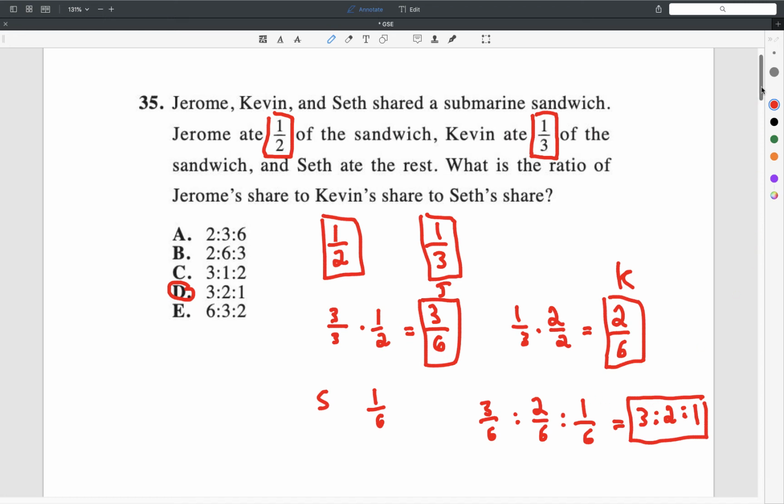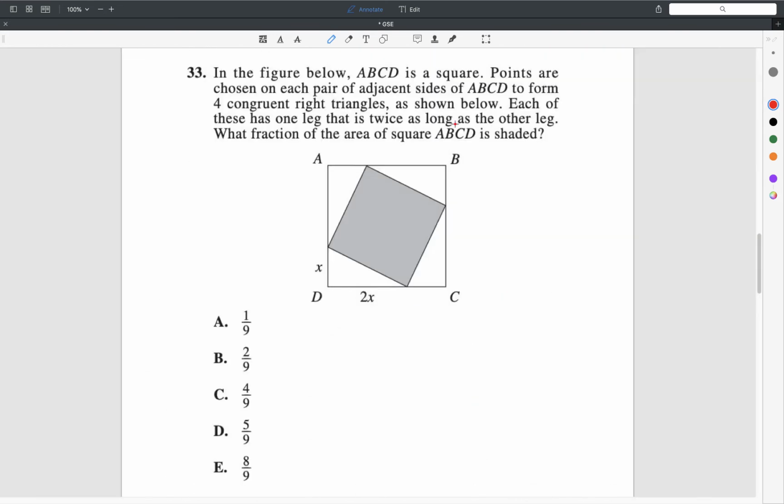Let's go to the next question. So this question seems to be involving some geometry, obviously. And we're told that ABCD is a square, and points are chosen on each pair of adjacent sides to form 4 congruent right triangles. So we have these right triangles here. And it says each of these has one leg that is twice as long as the other leg. So we can see here they've represented that algebraically as x and 2x.